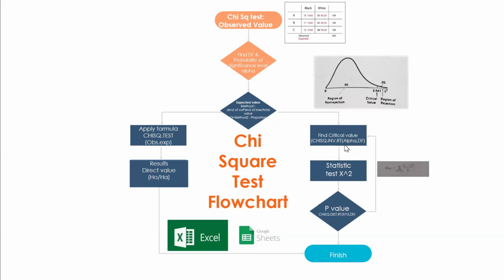One is the critical value, which you can find by entering CHISQ.INV.RT. RT stands for right tail, right? So CHISQ.INV.RT, right tail, and you key in the alpha value. For example, in our case, if the alpha value is 0.05, you key that in along with the degree of freedom, and you will get the critical value.